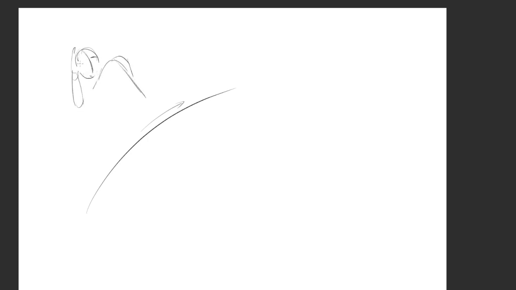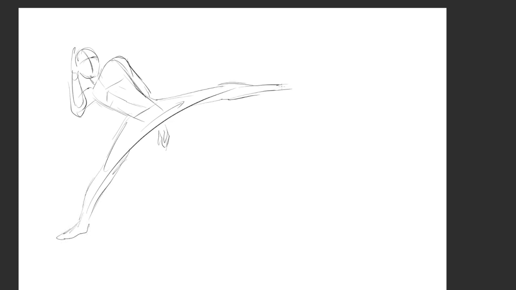Maybe he's looking forward a bit. This is his other hand, kind of like that, and then the feet were here, and then finally the kick. Maybe it's like a heel kick, I guess. Yeah, some sort of kick. So you're basically just starting with the line of action, and then drawing your sketch from there.